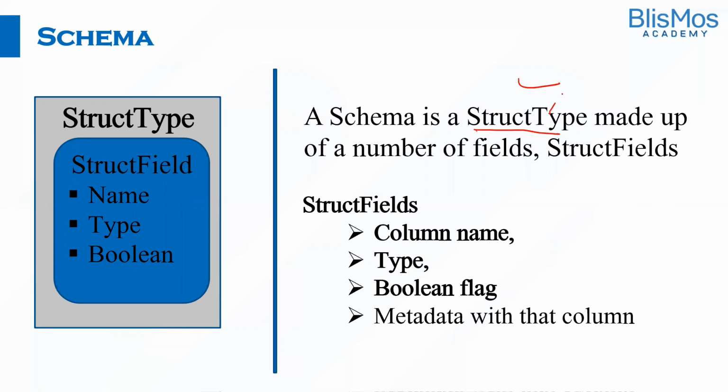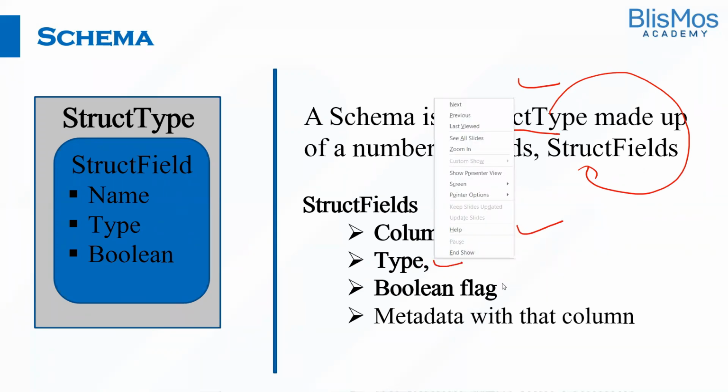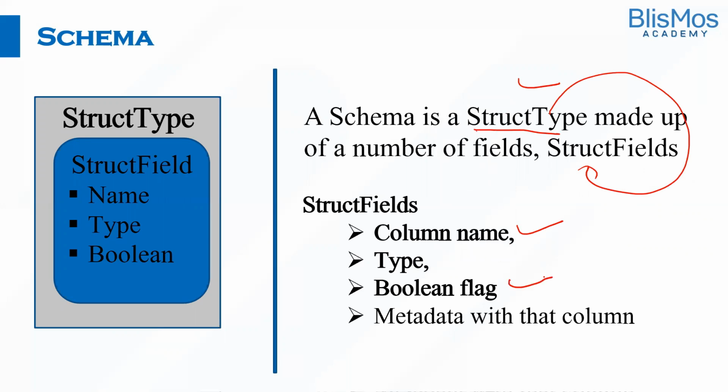Struct type is in turn made up of struct fields. Struct fields are in turn made up of 3 important things. One is the column name, the second one is the type of this particular column name, and the third one is the boolean flag. And also if you want to provide, you can provide the metadata also. Just to recollect, schema is of a struct type, which is made up of number of fields like struct fields, which in turn has column name, type of the column and also boolean flag, and also if you want we can have the metadata also.